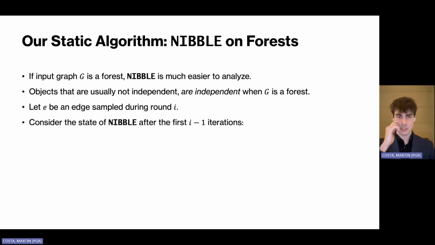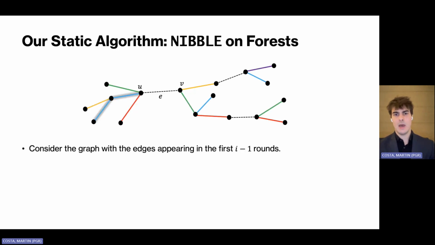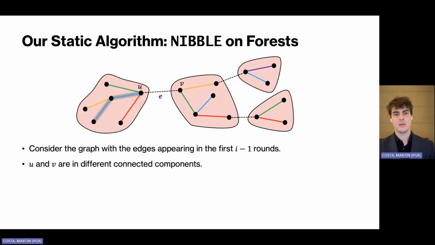So let E be some edge that's sampled during round I, and consider the state of the algorithm after the first I minus 1 iterations. So it might just look something like this. And now consider the graph consisting of the edges that appear in the first I minus 1 rounds. So these are the edges that have received their colors here. And the dashed edges are the edges that appear in rounds I or later, so haven't been colored yet. And notice that the two endpoints of E will appear in different connected components. This is just because the graph is a forest, right?